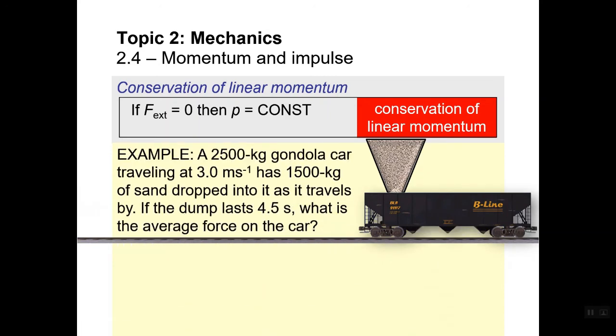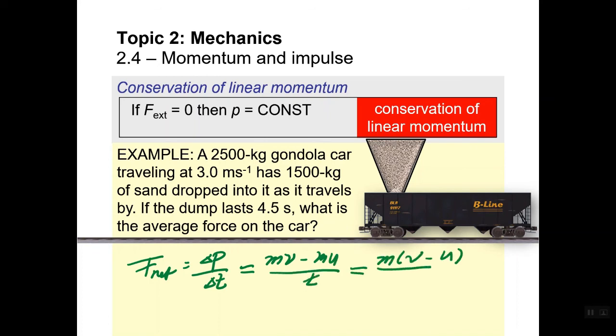So what is the average force on the car? Normally you can find average force using Newton's second law, which is the net force equals the rate of change of momentum. Rate of change of momentum: final momentum minus initial momentum divided by time taken. Take out the mass, which equals mass times final velocity minus initial velocity divided by time taken. Here we are looking at the average force on the car, so that has to be the change in momentum of the car. That gives us minus 611 newtons.